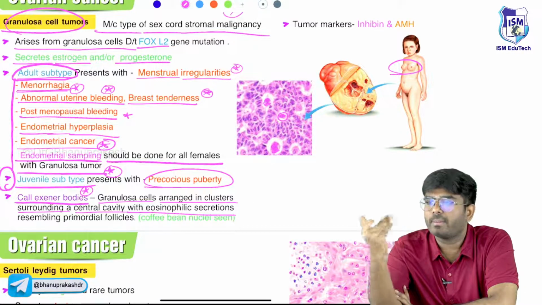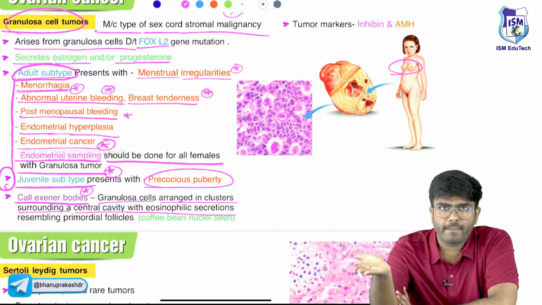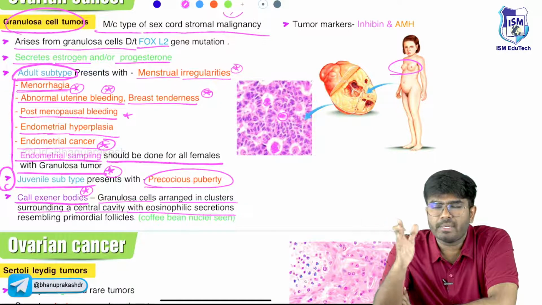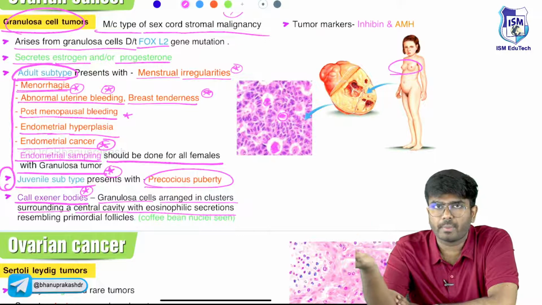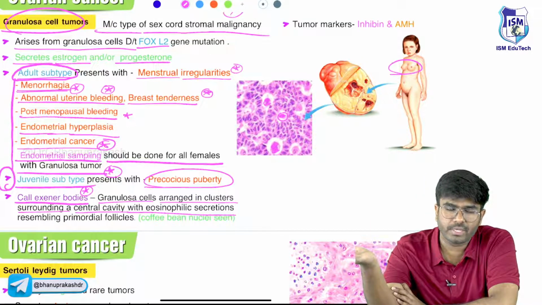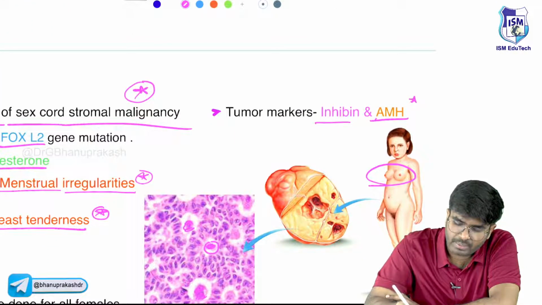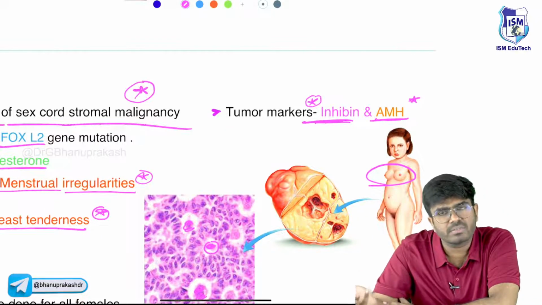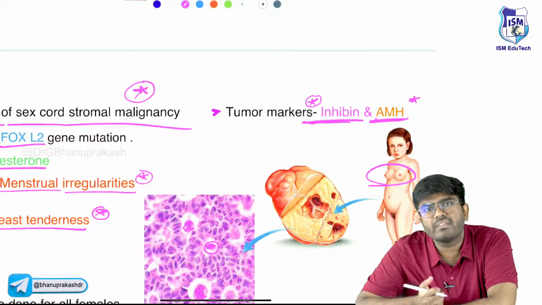Adult subtype, menstrual irregularities. Juvenile subtype is going to present with precocious puberty. This granulosa cell tumor increases the risk of endometrial cancer. So if a female has a granulosa cell tumor, you have to check the endometrium for endometrial hyperplasia, like any atypical endometrial hyperplasia. What are the tumor markers? The tumor markers are inhibin and AMH, anti-Mullerian hormone, because these are granulosa cells. The granulosa cells produce inhibin and anti-Mullerian hormone, or Mullerian inhibiting factor.